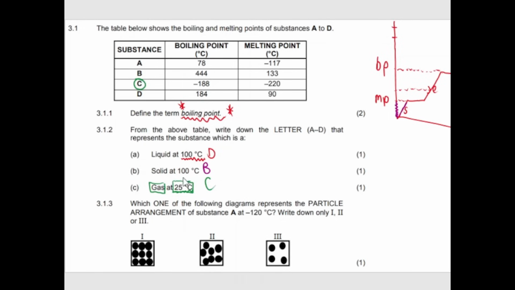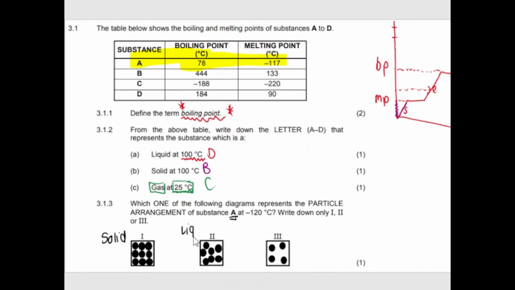3.1.3 says, which one of the following diagrams represents particle arrangement of substance A? So that is in the table we are considering this substance over here at -120 degrees Celsius. Write down I, or triple I. So just so you know, I'm sure you know, this represents a substance in its solid phase because look how closely packed the particles are. It's got a very high density, it's arranged orderly. You can see there's a nice structure here. Not much movement can take place of the particles. They will vibrate in fixed positions.